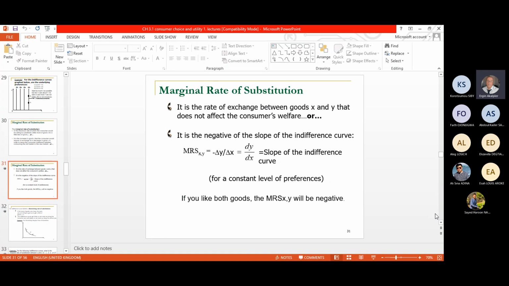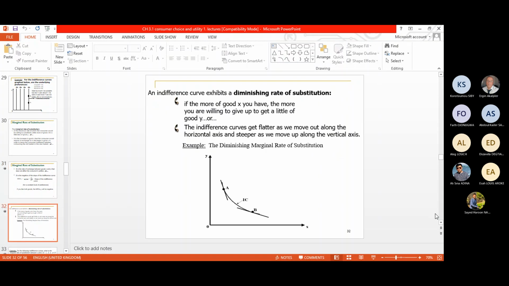When we are concentrating on the marginal rate of substitution, then it is of course the rate of exchange between goods X and Y that does not affect the consumer's welfare. And it is the negative of the slope of the indifference curve. As you see, the marginal rate of substitution is delta Y over delta X, which is the slope again of this indifference curve. And for a constant level of preferences, if you like both goods, then the marginal rate of substitution will be negative. And an indifference curve exhibits a diminishing rate of substitution.